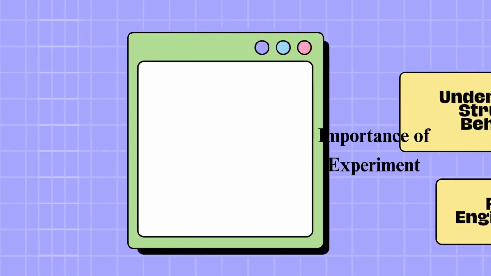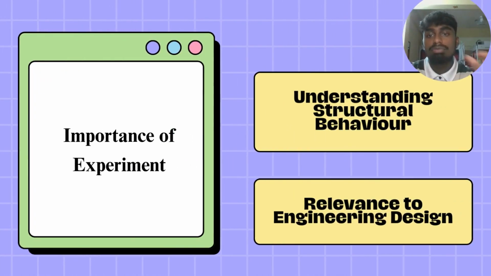Alright, let's take a look at the importance of this experiment. First of all, to get a good understanding of structural behavior, by systematically changing load positions and magnitudes, students can directly observe how shear distribution changes along a beam. This reinforces the concept of shear force diagrams used in structural engineering.